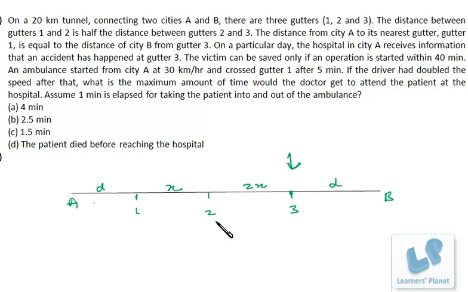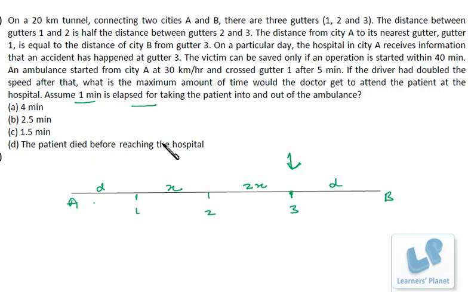The victim can be saved only if an operation is started within 40 minutes. An ambulance started from city A at 30 and crossed gutter 1 after 5 minutes. If the driver had double the speed, what is the maximum amount of time the doctor would get to attend the patient at the hospital? Okay, so what a big story.